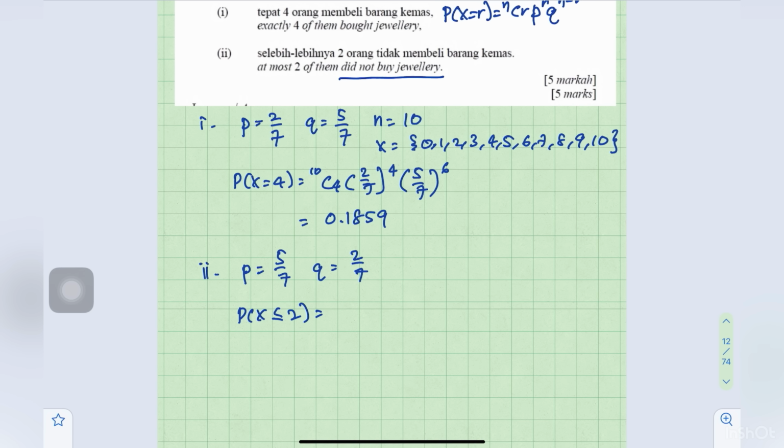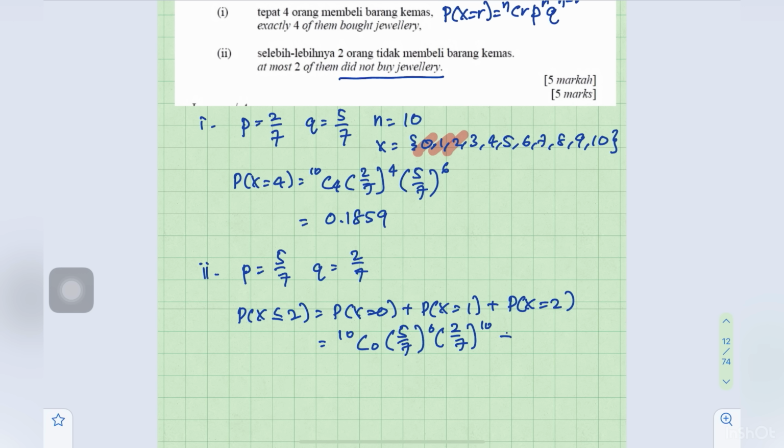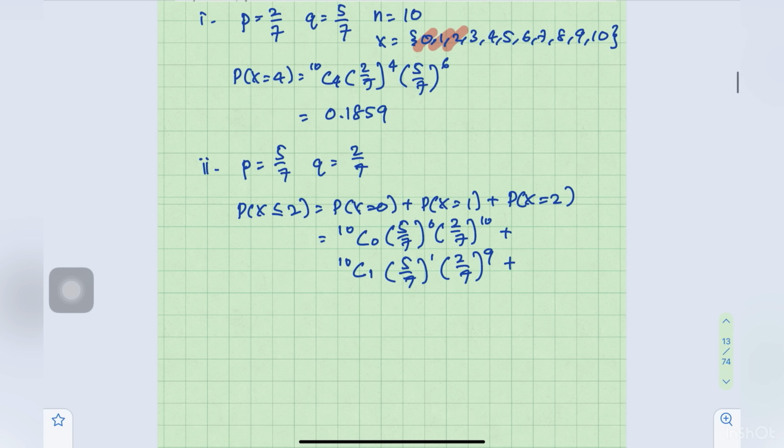That means here you have how many? Less than or equal to 2, that is 0, 1, 2. So P(X = 0) plus P(X = 1) plus P(X = 2). So we put in 10C0, P now is 5 over 7, power of 0, 2 over 7 power of 10. Plus 10C1, 5 over 7 power of 1, 2 over 7 power of 9. And plus 10C2, 5 over 7 power of 2, 2 over 7 power of 8.